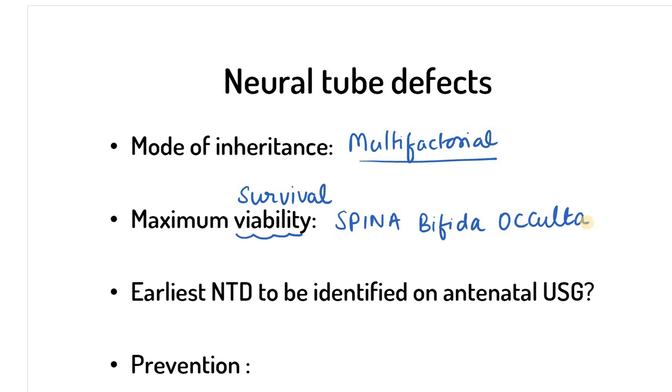Please remember that the defect should be very large so that it can be identified on antenatal ultrasound early. What is the defect? Yes, it is anencephaly, wherein the brain and the overlying skull are not developed properly. That is called as anencephaly. So that is the earliest to be identified. Even by 10 to 12 weeks of gestation itself, you will be able to identify on ultrasound because that is a big defect. Right.